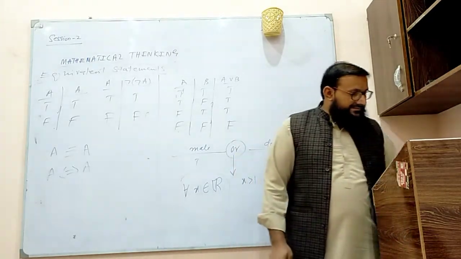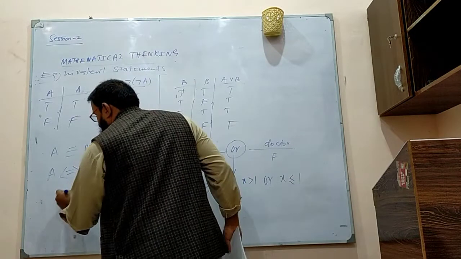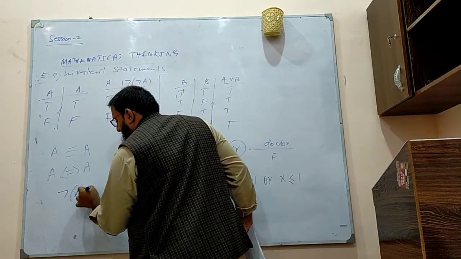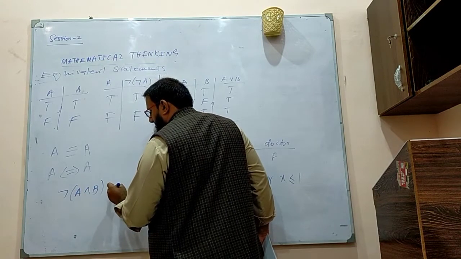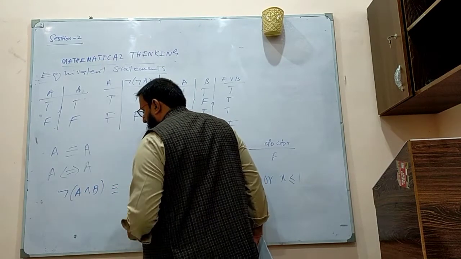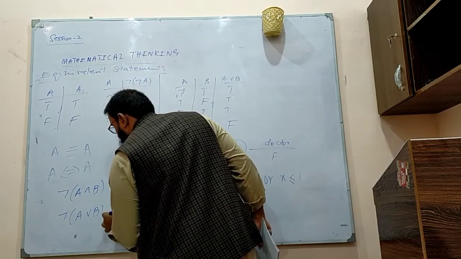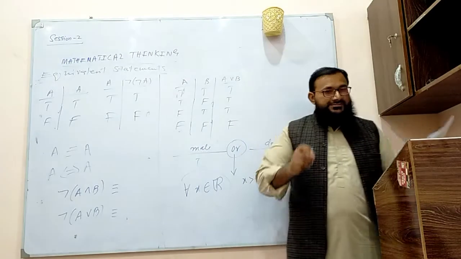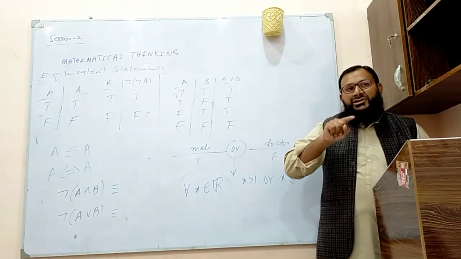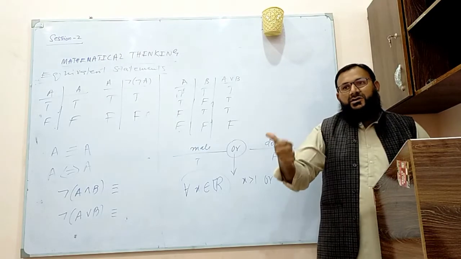Okay, one thing else. Do you agree with this thing? That negation of A and B is equivalent to what? And negation of A or B is equivalent to what? Do you remember De Morgan's law? Yes. Negation of A union B, the whole complement, becomes A complement, B complement.